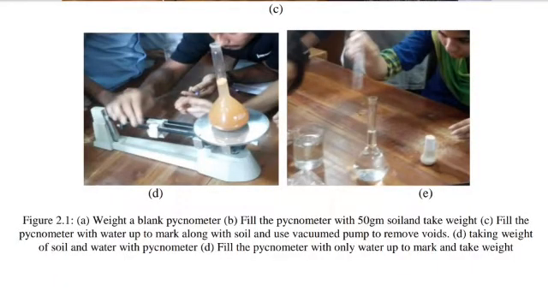Figure 2.1 shows you: A. Weigh a blank pycnometer. B. Fill the pycnometer with 50 grams of soil, take weight. C. Fill the pycnometer with water up to the mark along with soil and use a vacuum pump to remove voids. D. Take weight of soil and water with pycnometer. E. Fill the pycnometer with only water up to the mark and take weight.